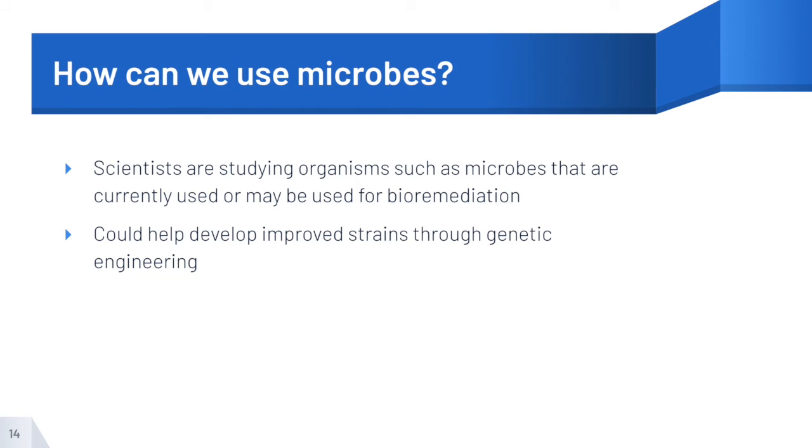So microbes actually play a very large role in bioremediation, in a type of bioremediation. So scientists are studying organisms such as microbes that can be used for bioremediation, and they can be these different strains. For example, a different strain of bacteria can be genetically modified to be more effective in the bioremediation method.